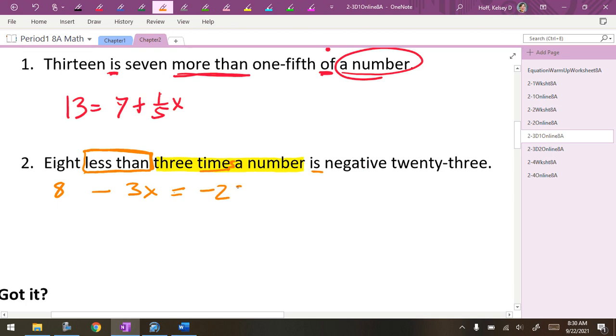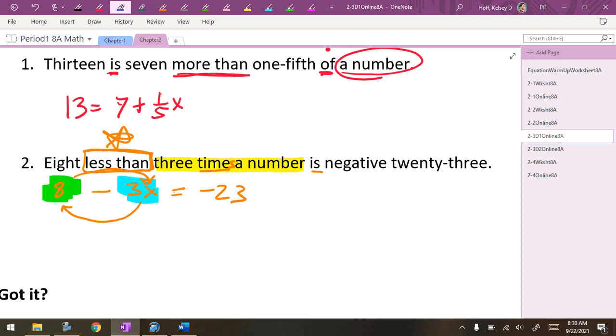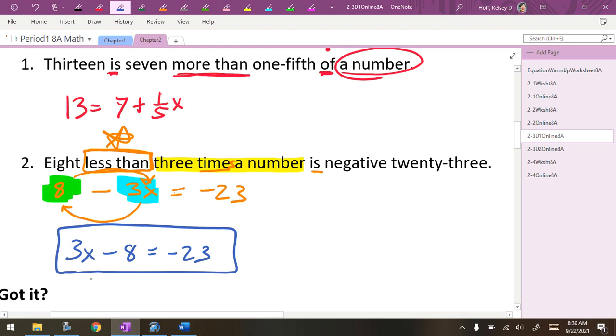And then what's this say? That's a number. Now, you can't quit here. Less than is a special phrase. After you write it, you have to flip-flop the order. Whatever is in front of the minus sign needs to move behind the minus sign, and whatever's behind the minus sign needs to move to the front. So these two pieces need to change. My final answer would be 3x minus 8 equals negative 23. Less than is the only one you do that to.